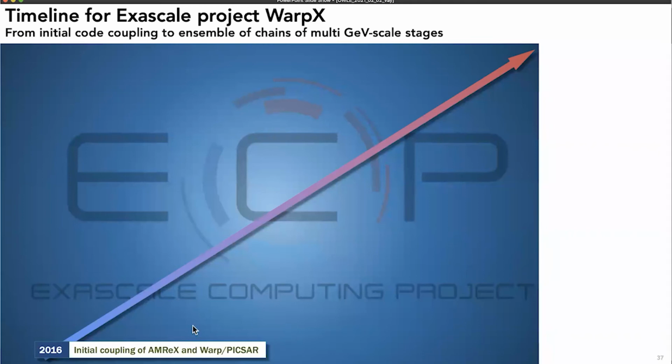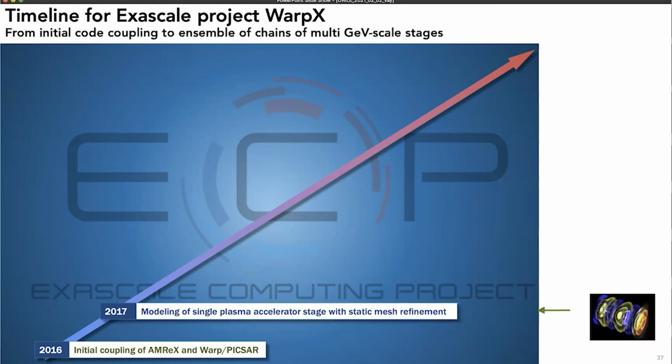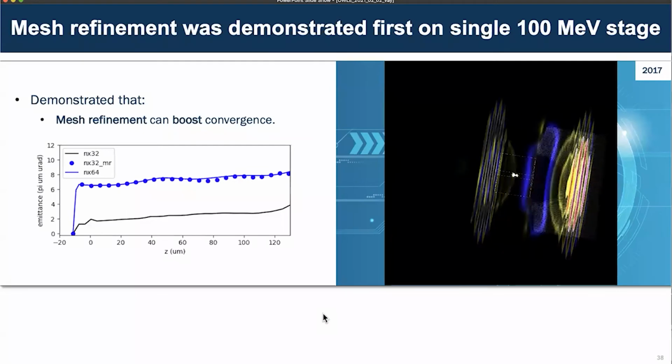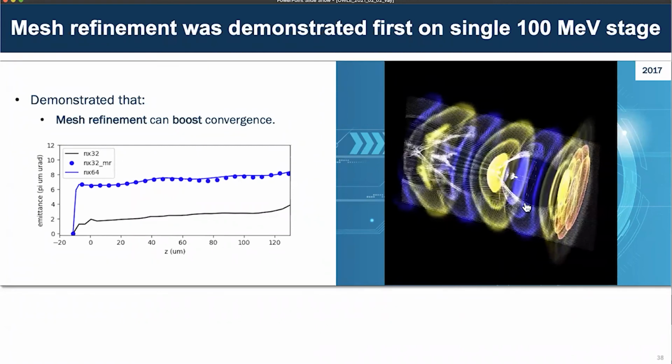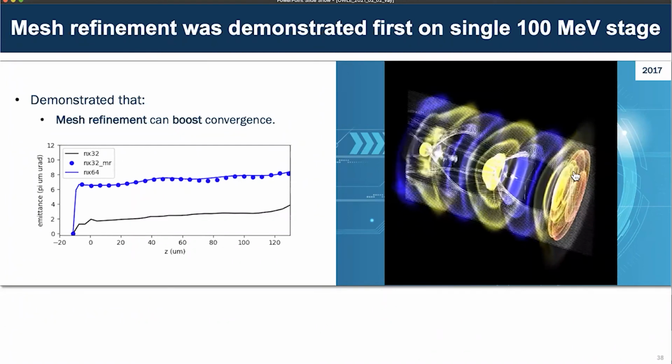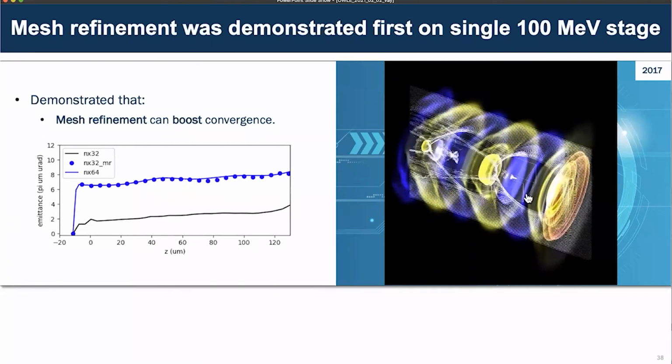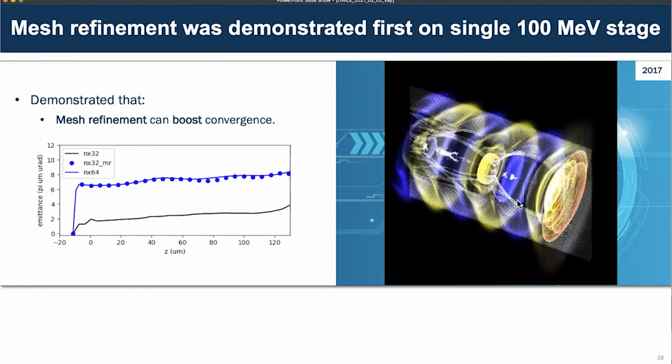So starting a little bit historically with the beginning of the WarpX project, that started with coupling AMReX with particle-in-cell routines by 2016. By 2017, we did our first modeling of a single plasma accelerator stage with static mesh refinement. And you see a video here that was done by Max and Stephen of the simulation, laser-driven with a wake. Hard to see, but there is a refinement patch in the middle.